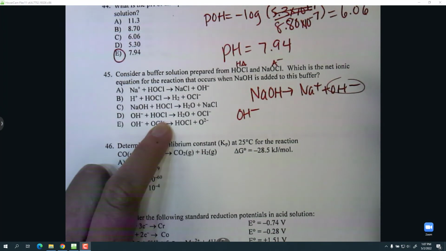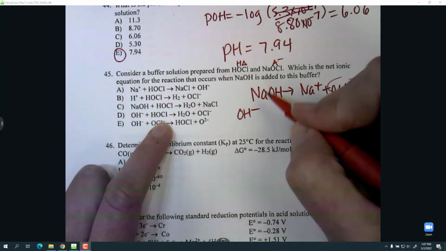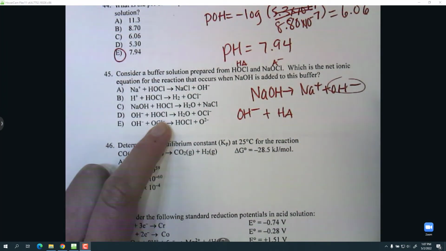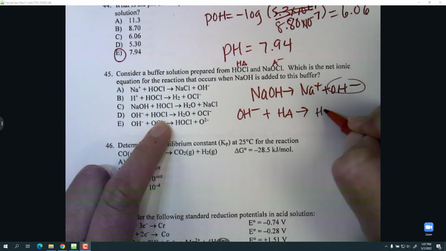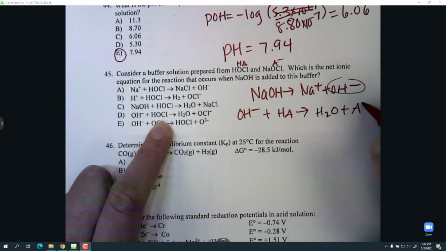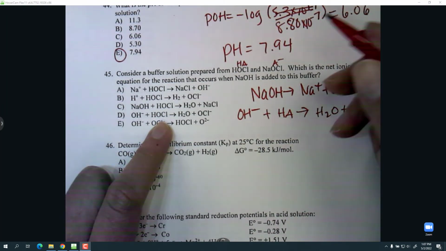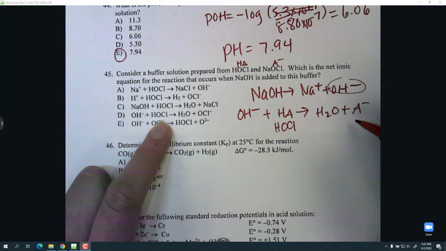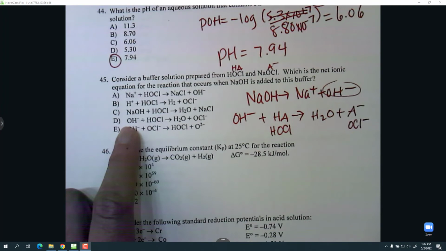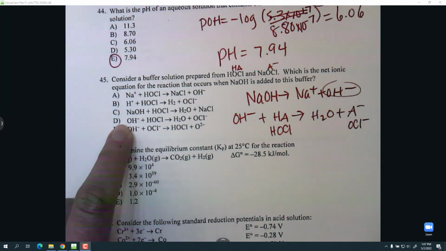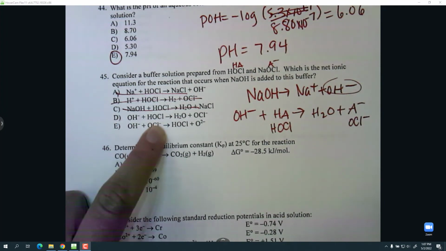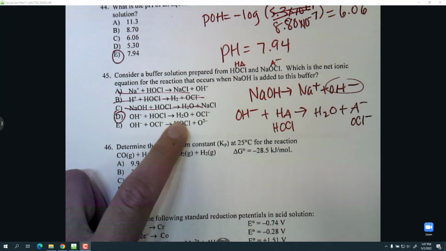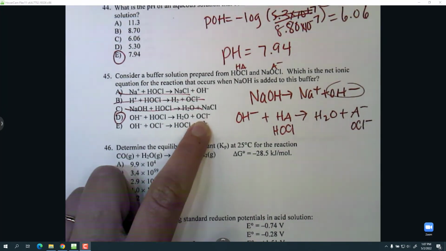The base would react with the whole acid, and it would make water. The hydrogen would go over and become water and anion. Of course, the anion is OCl minus. So that's what I want it to look like. I need OH minus on the left, which means these are all out, and it would react with the whole acid to become water and OCl minus.